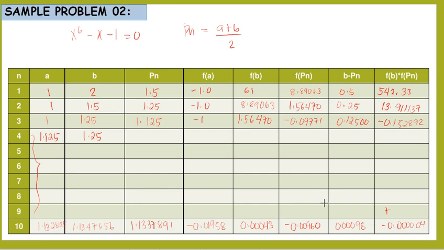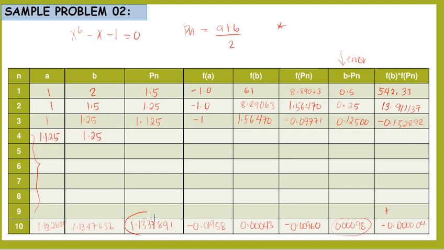Okay, so we can stop now at 10th interval. Kasi yung error natin, which is this, ito yung error natin, is equal or approximately 0. Kaya we can stop now at interval 10. So, yung magiging root of the equation natin ngayon is approximately this value. Ito na yung magiging root of our equation.